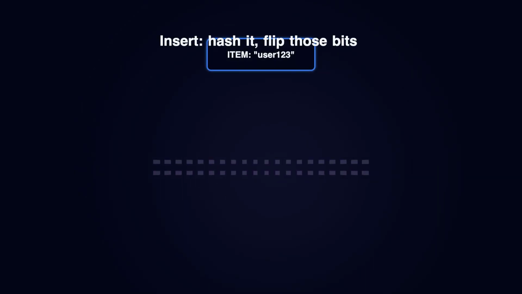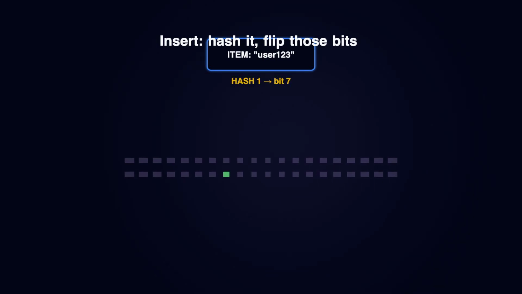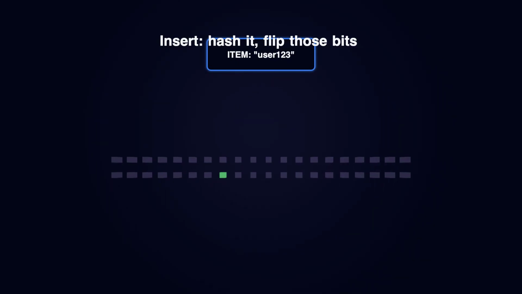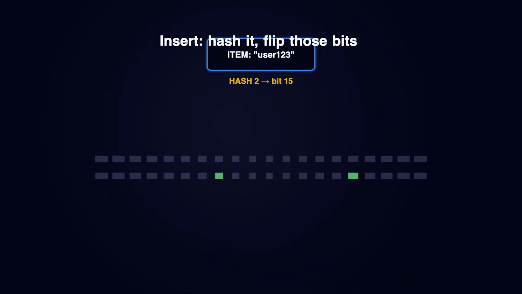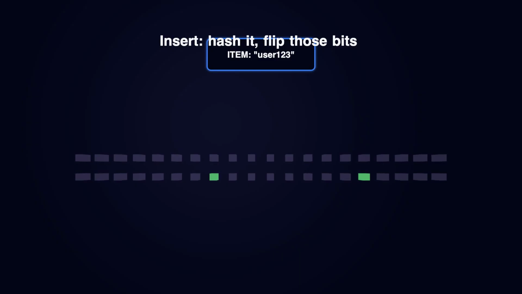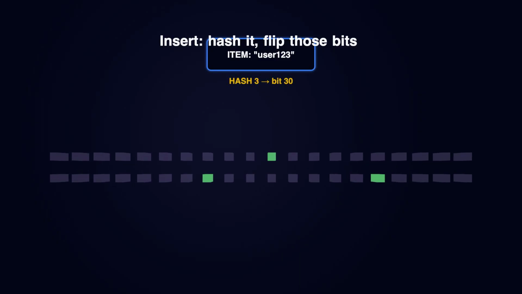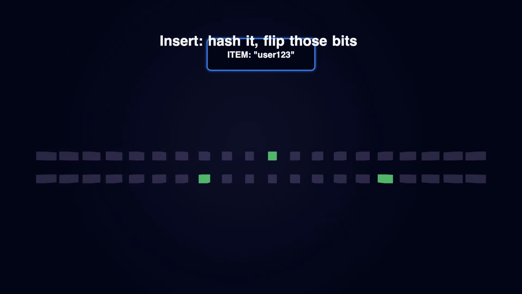Here's how it works. Take an item, say a username, and run it through a handful of hash functions. Each one points to exactly one bit in a big array that starts out full of zeros. Inserting the item just means flipping those specific bits to 1. Notice what's missing. The item itself is never stored anywhere, only the pattern of bits it left behind.